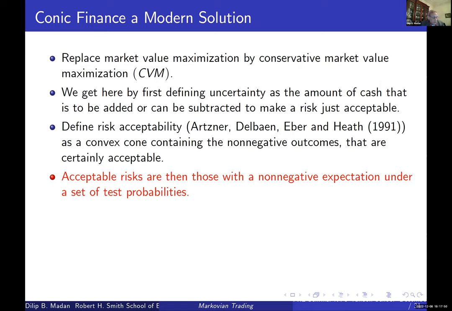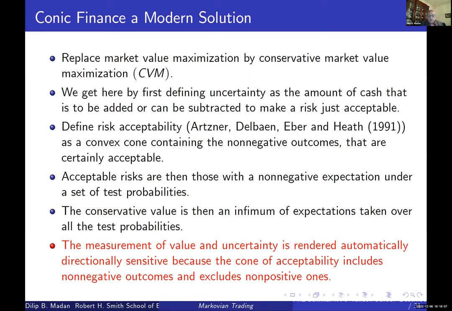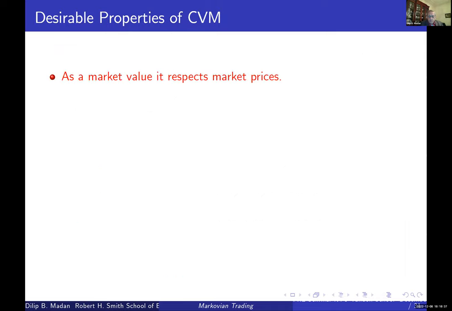A sensible thing is to be in between and write down a collection of measures under which you have positive expectation. And so the conservative valuation becomes an infimum of expectations taken over all the test probabilities. And that is the kind of objective function that we work with. And the measure of uncertainty is automatically directionally sensitive, because the cone of acceptable risks includes all the non-negatives and completely excludes all the non-positives. And so it's a directionally sensitive measure of uncertainty. So this is where we're going in terms of developing an objective function.